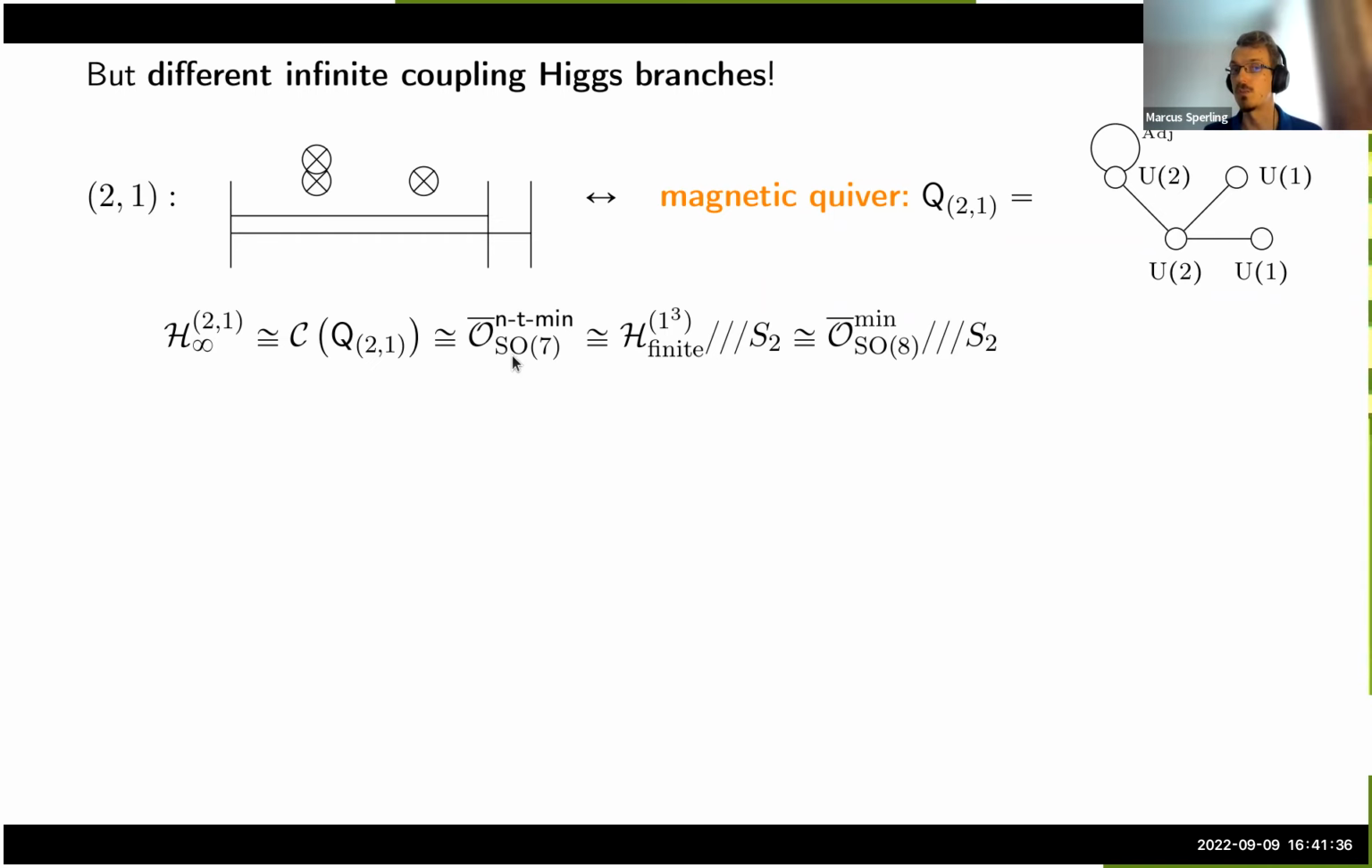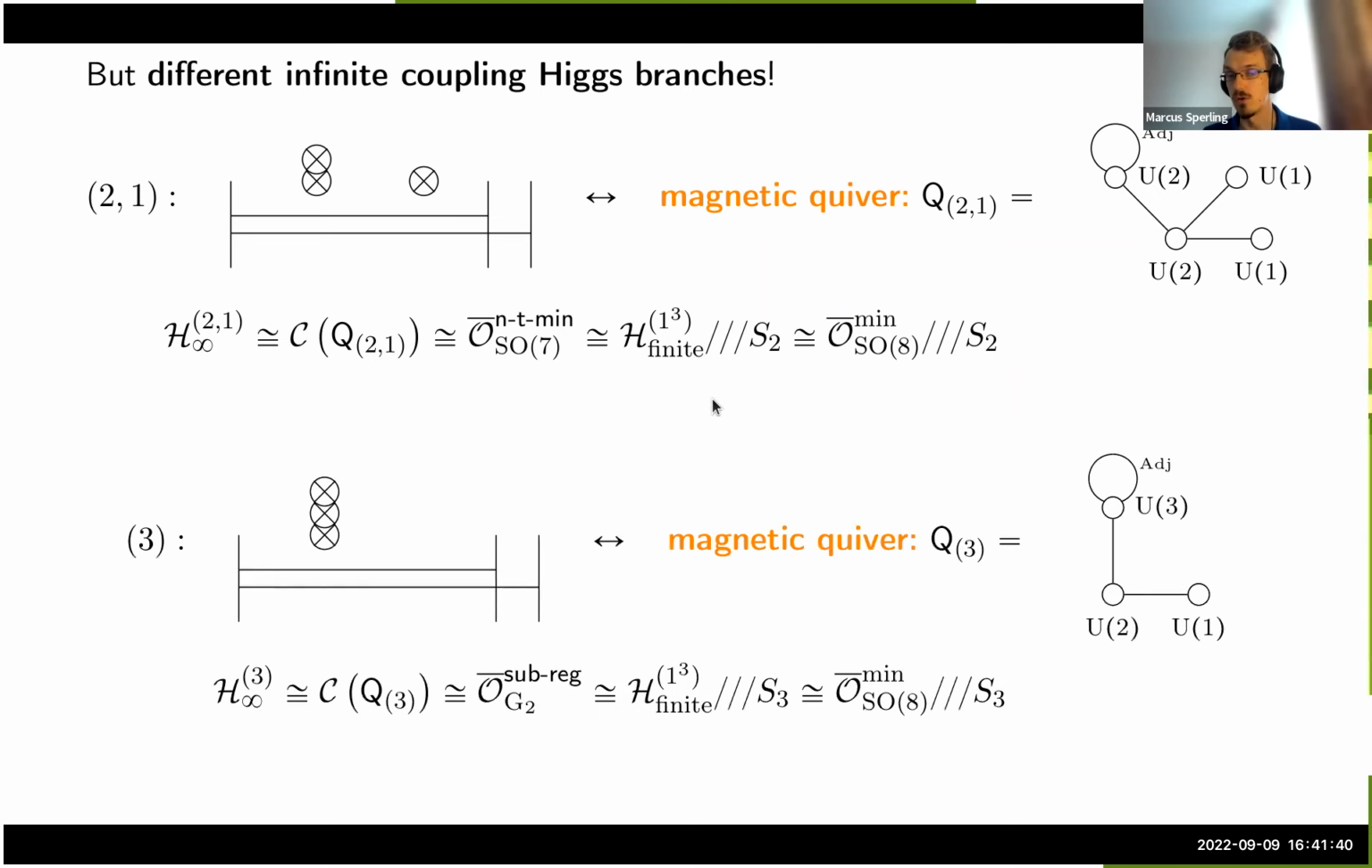So it gives you the minimum nilpotent orbit of SO7. But now going to infinite coupling, to the conformal fixed point, I put all of them together, and I read the magnetic quiver, which is now 1, 2, 3 with an adjoint. Again, you can take this object and you can start computing your exact Hilbert series. Once you start computing your exact Hilbert series, you see that the outcome is that this Coulomb branch is nothing else than a subregular nilpotent orbit of G2.